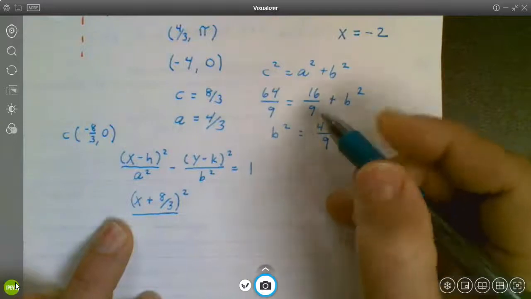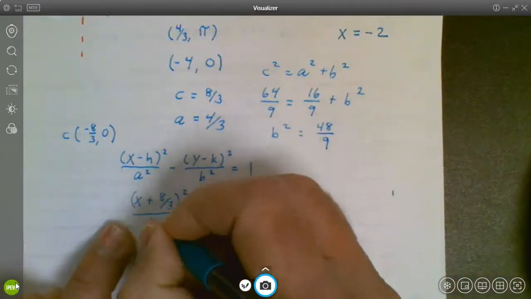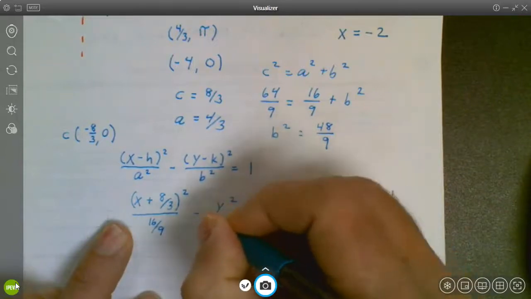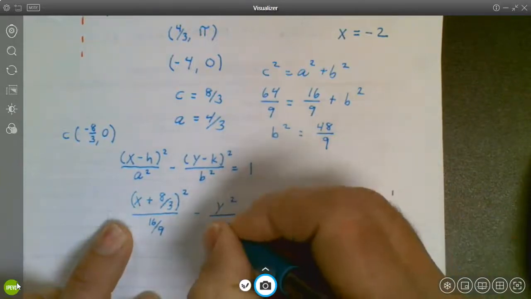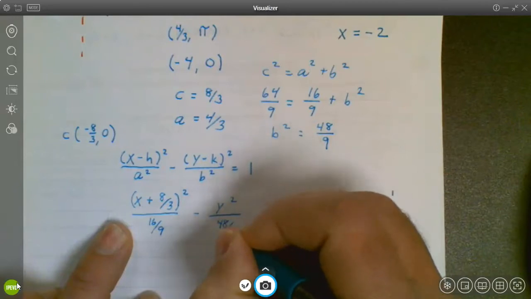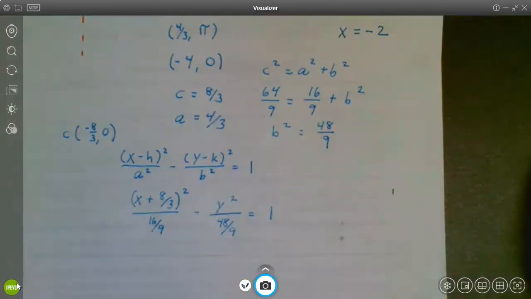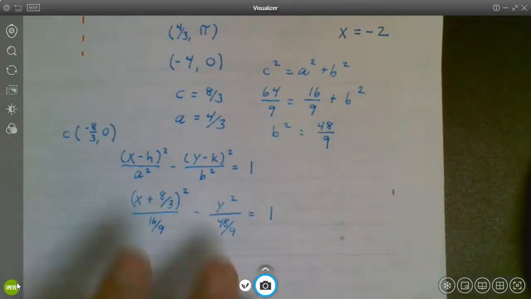Let's see, our A squared was 16/9. And 48/9. And there we go. Cartesian form of that answer.